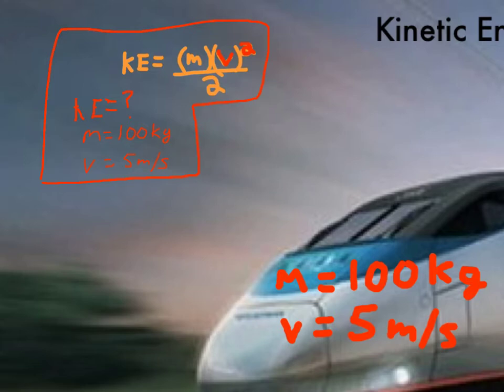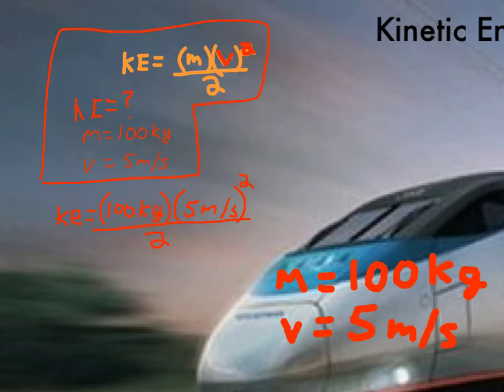So what we're going to say is, kinetic energy is equal to the mass of 100 kilograms multiplied by the velocity of 5 meters per second, and we're going to square that, 5 meters per second, and then we're going to divide everything in half.